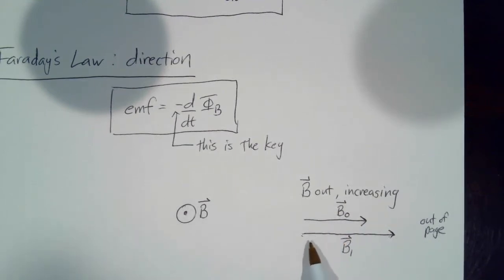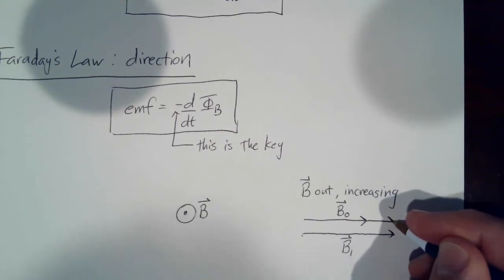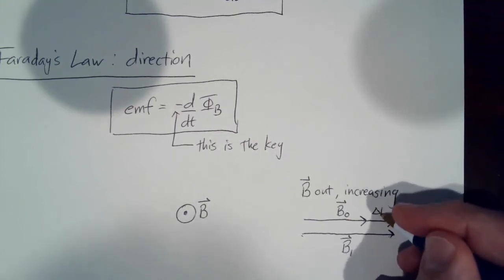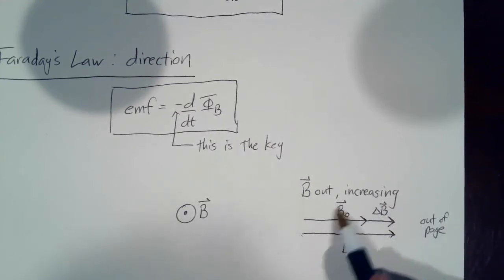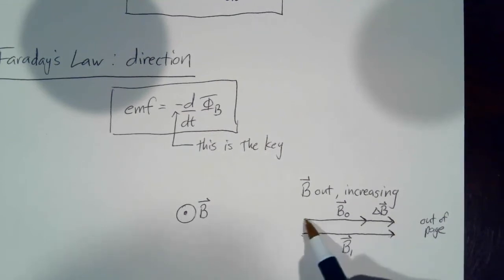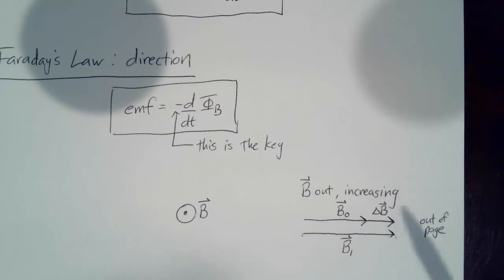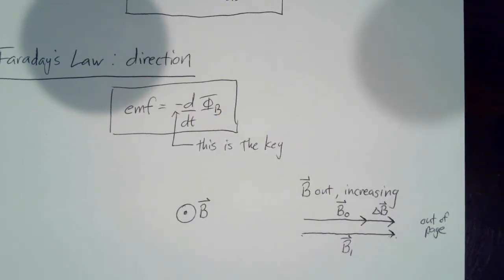So what was the change between time 0 and time 1? Using vector addition, the change would be this vector. So this is my delta B. And delta B, so B naught plus delta B, remember vector addition is tip to tail, B naught plus delta B equals B1, okay? So the sign of delta B is going to tell us the sign of this time derivative. And why is that?